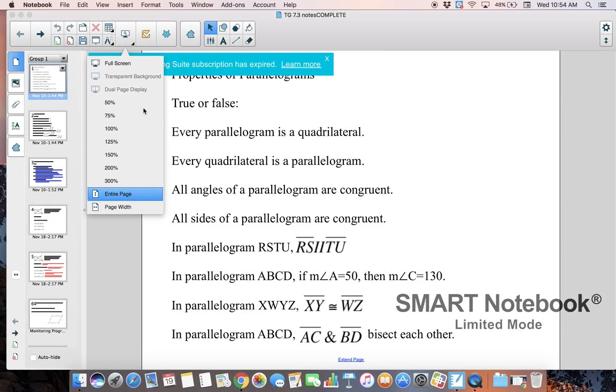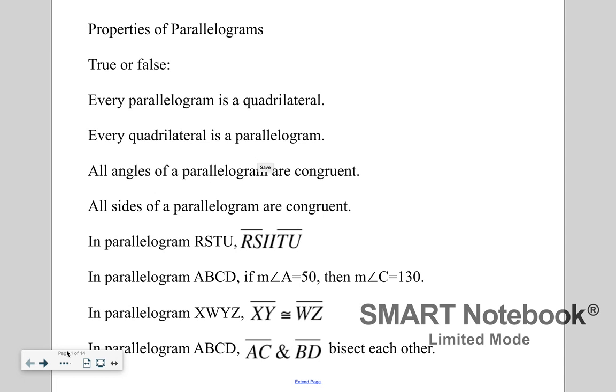These are the notes for 7-3. We're going to start with a little review of what we did yesterday.